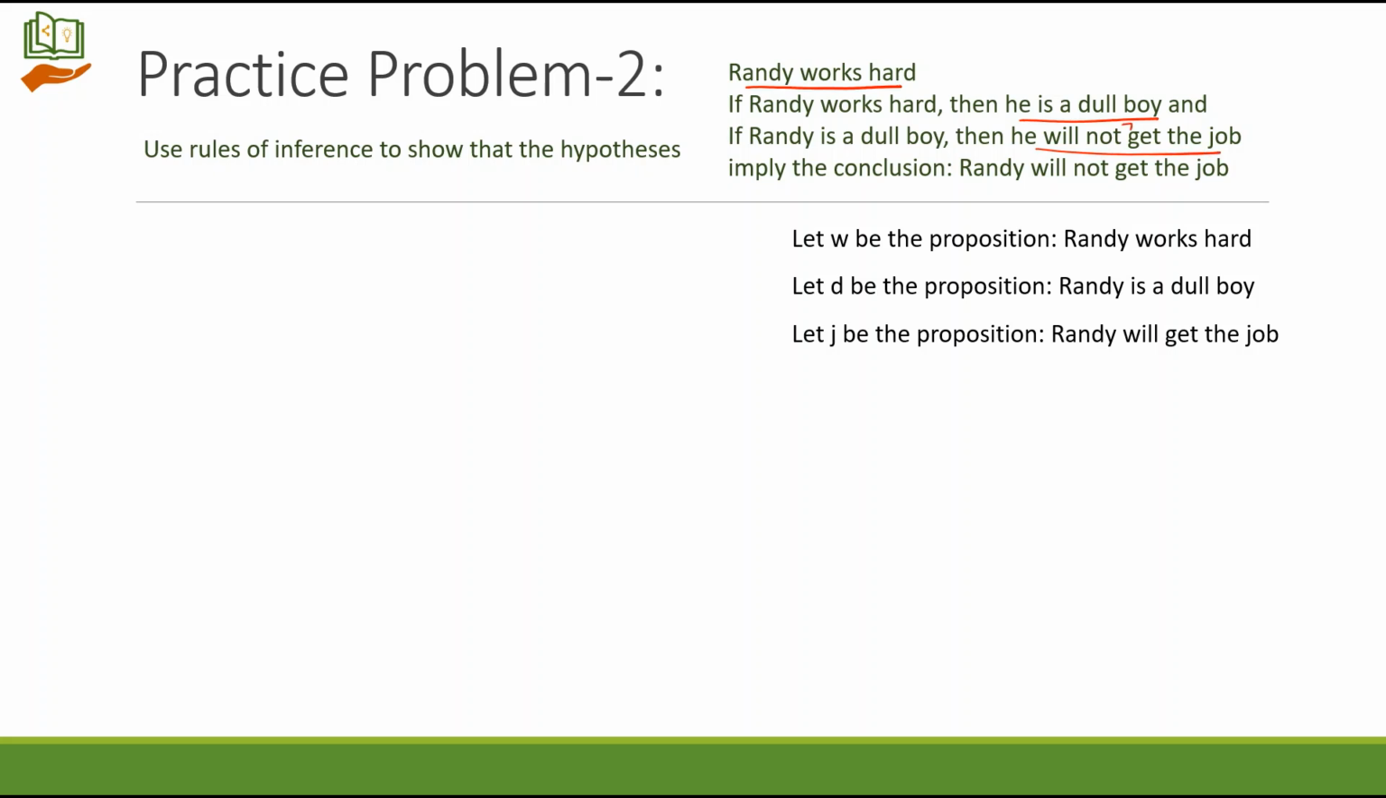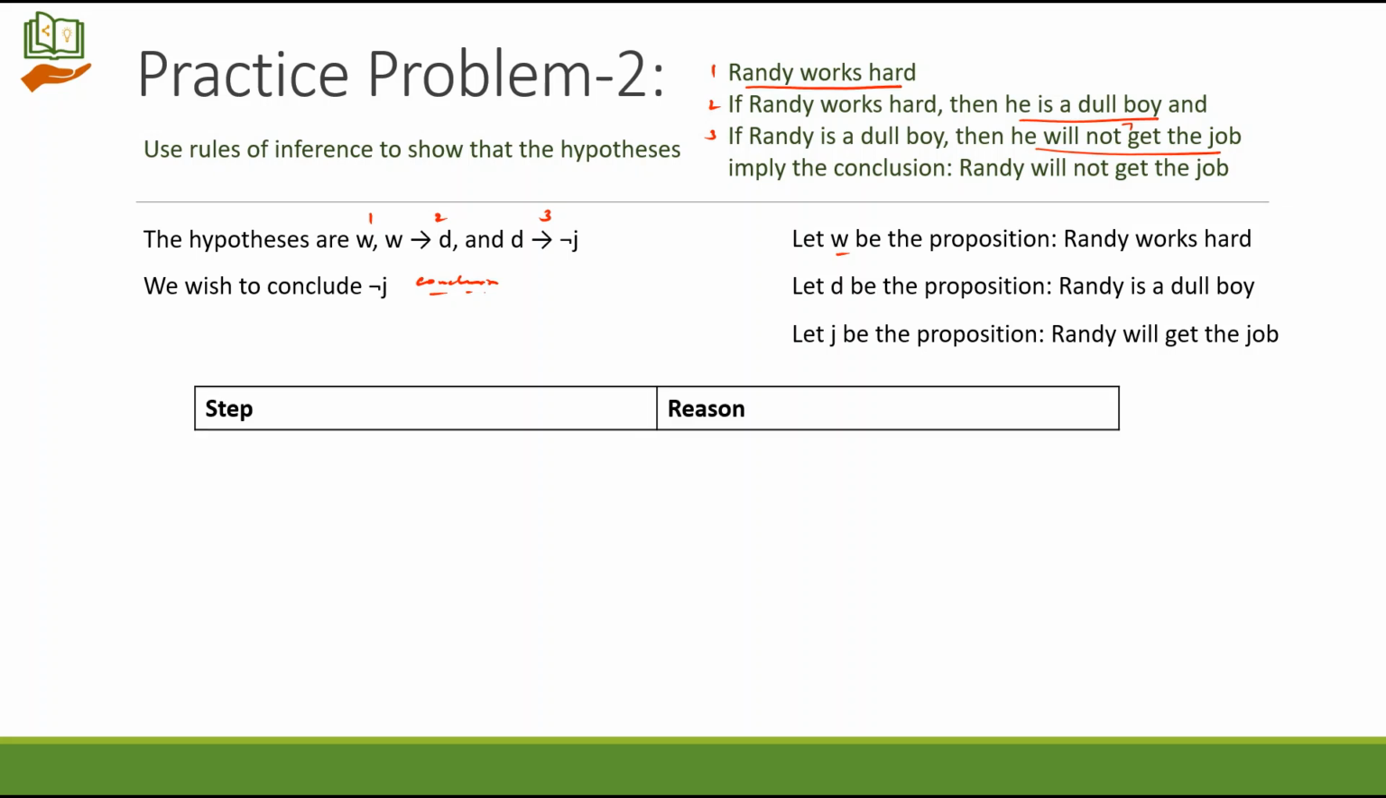This is negation, so you have to take only the getting job part here. What are the hypotheses in terms of expressions? Randy works hard is W. If Randy works hard, then he is a dull boy will be W implies D. So this is 1, 2, 3. The third one, if Randy is a dull boy, then he will not get the job, will be D implies negation of J. What should be the conclusion? Randy will not get the job will be just negation of J. You have to come to the conclusion negation of J based on 3 premises.